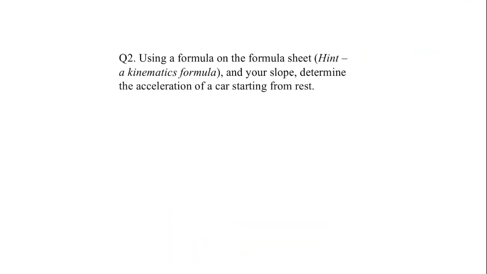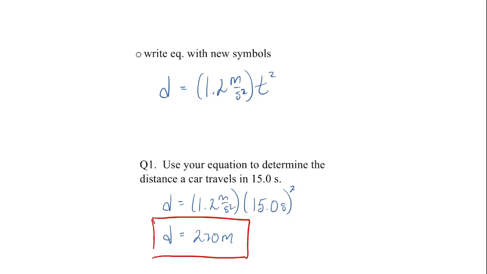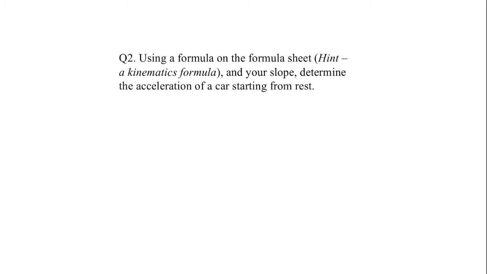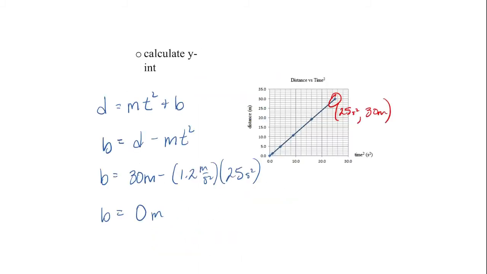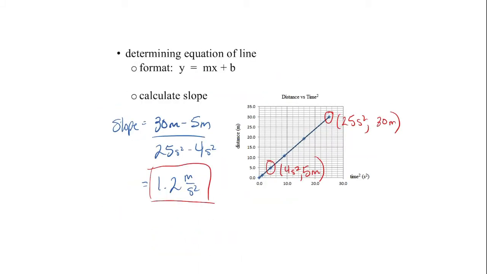And then also we're going to use the formula on the formula sheet, hint, a kinematics formula, and your slope to determine the acceleration of the car starting from rest. So our slope wasn't exactly our acceleration. I know it has the same units, it's meters per second squared, but we can't just automatically assume that that's our slope. It definitely has to do with it. Okay, so remember, our slope is d over t squared. That's what we really have to keep in mind with our slope, because again, this was your displacement, this was your time squared.